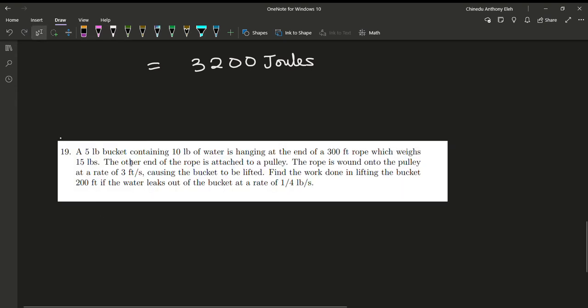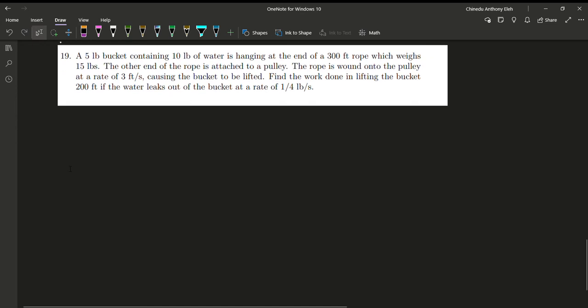Alright, so I'll paste. Okay, so the problem says a 5-pound bucket containing 10 pounds of water is hanging at the end of a 300 feet rope which weighs 15 pounds. The other end of the rope is attached to a pulley. The rope is wound onto the pulley at a rate of 3 feet per second, causing the bucket to be lifted. Find the work done in lifting the bucket 200 feet if the water leaks out of the bucket at a rate of 1/4 pounds per second.